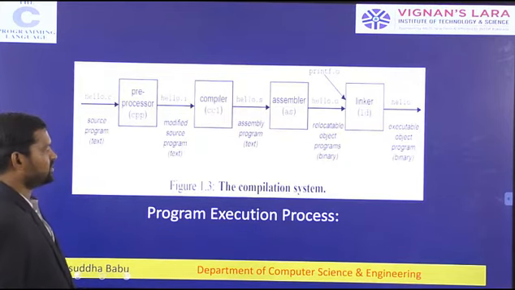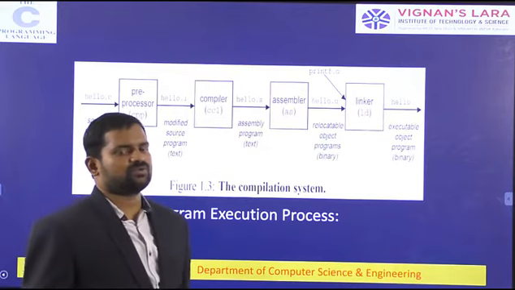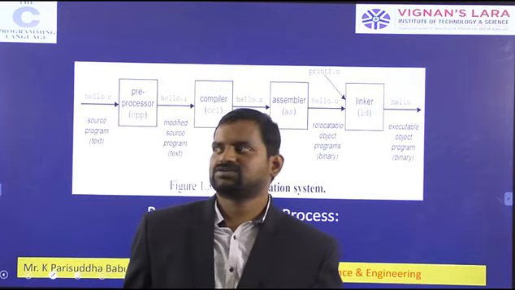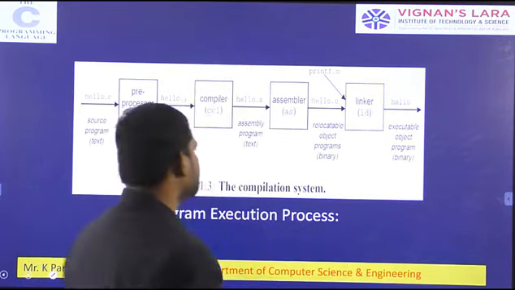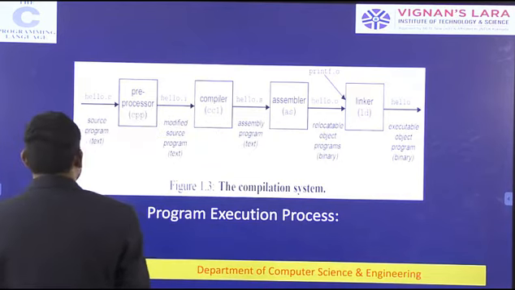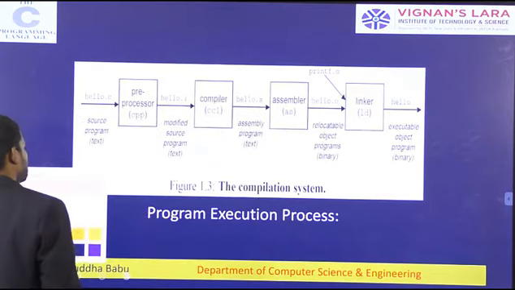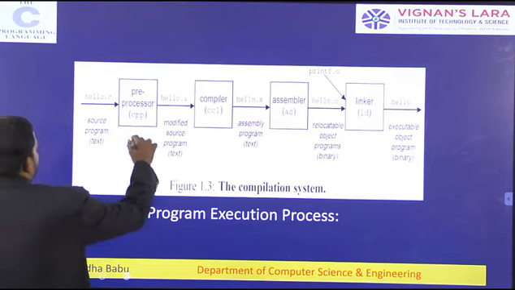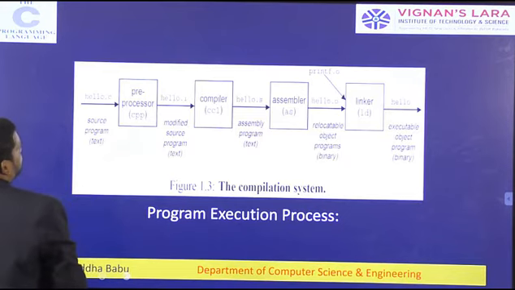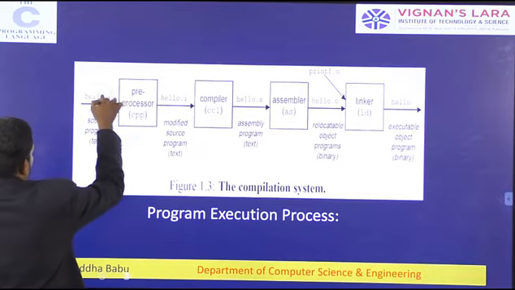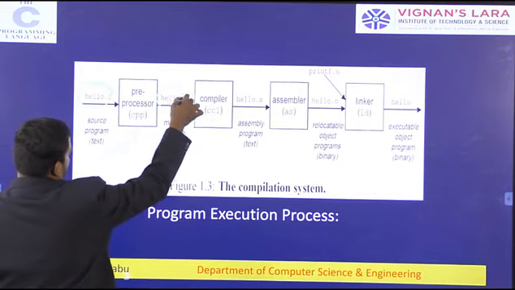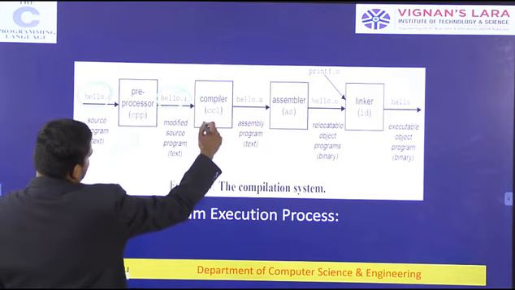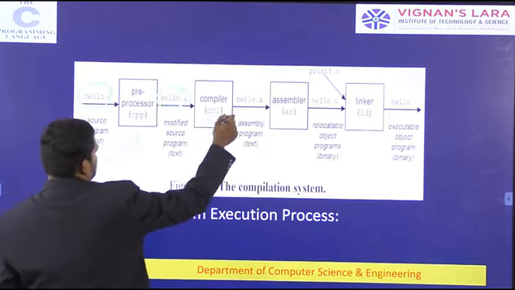So how is a program executed? First of all, we have to write a program. That program, hello.c, is given to the preprocessor. After that, hello.i goes to the C compiler. After that, hello.s is the assembly language.